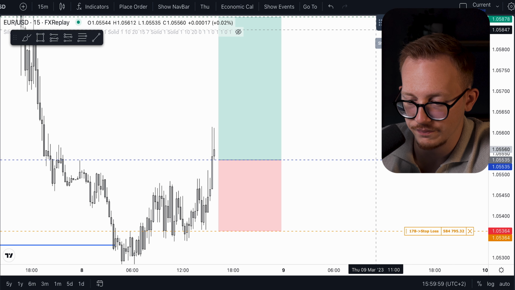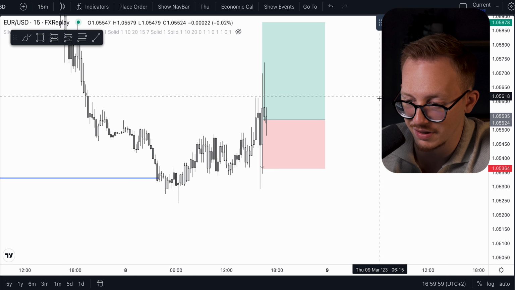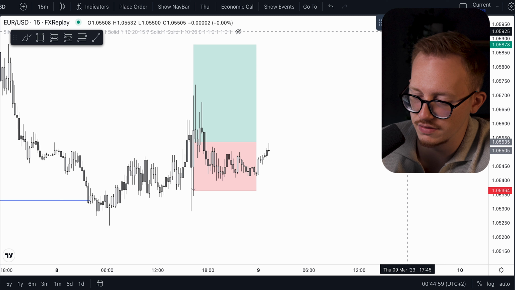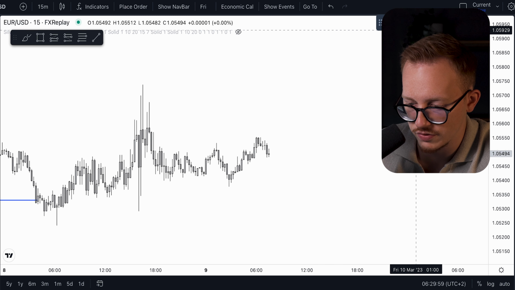Let's just see. Okay, we got spiked out immediately, so that was the liquidity grab. I was too soon, most probably. Or we're going to continue lower now. Okay, just in the consolidation phase. Let's just go to the next day, and I think we're almost already there.